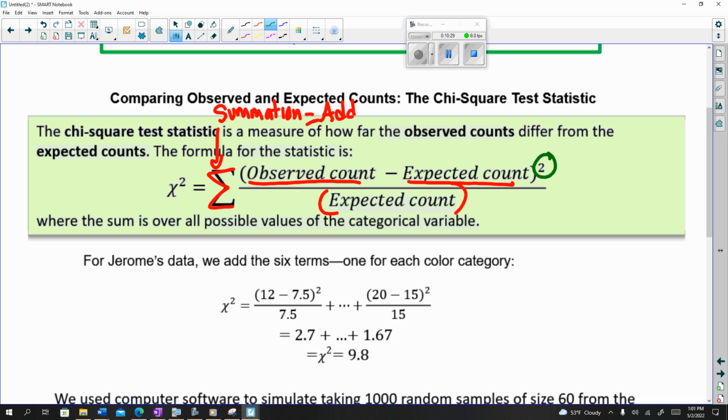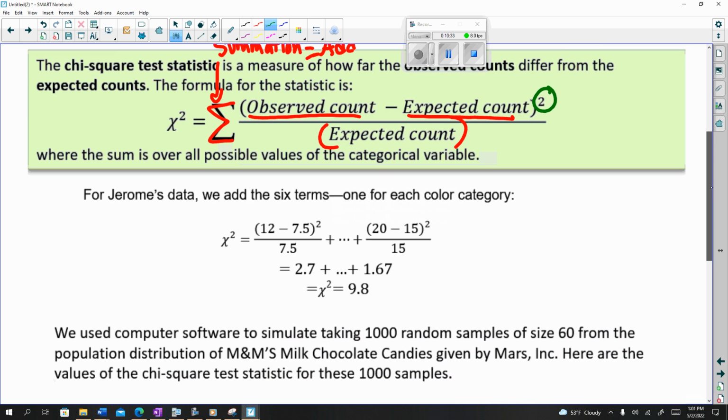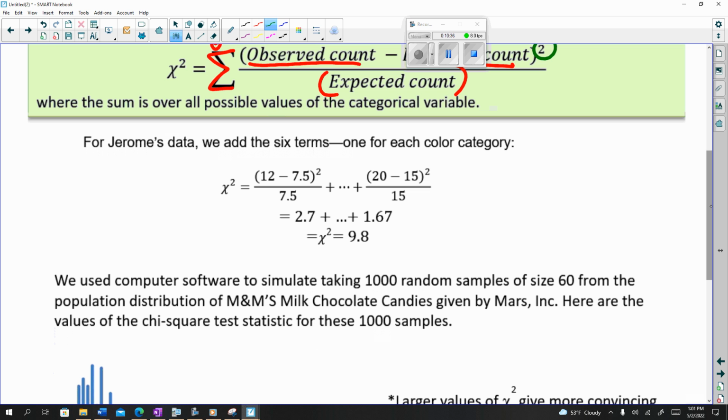You don't necessarily have to show all six of these. There were six colors for the question, red, orange, yellow, green, whatever. It looks like we just did the first term, then a plus sign, then a dot, dot, dot, and the last term. That's nice because you don't have to do it fully out. You're just showing the grader that you understand what's going on here.